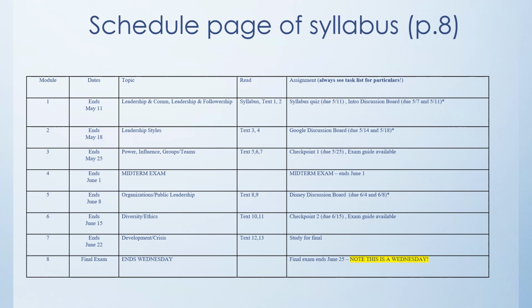In column 3, you have the topic of the week, so that tells you the subject matter we'll be studying. Column 4 says read. That tells you what chapters of the text you'll need to have read for that week. Now, it's a lot of reading. We're going to be moving quickly, so I really encourage you to keep up on the reading.